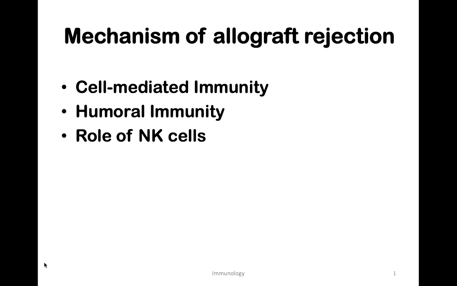So we'll discuss today about the mechanism of allograft rejection. In the last video we learned about what different types of grafts are, how grafts are introduced into the body, and about auto and iso, allo and xenografts. As we already talked, most of the grafts that are done are allografts.